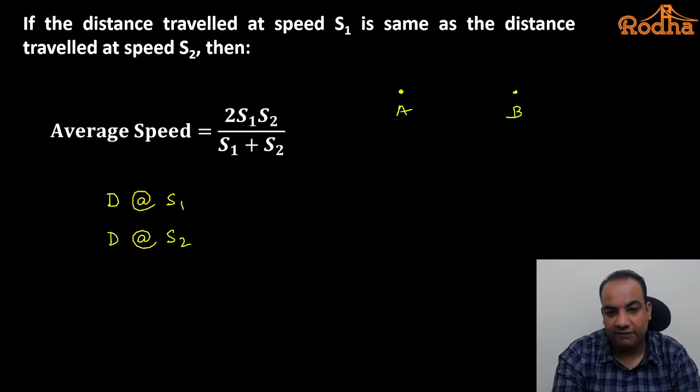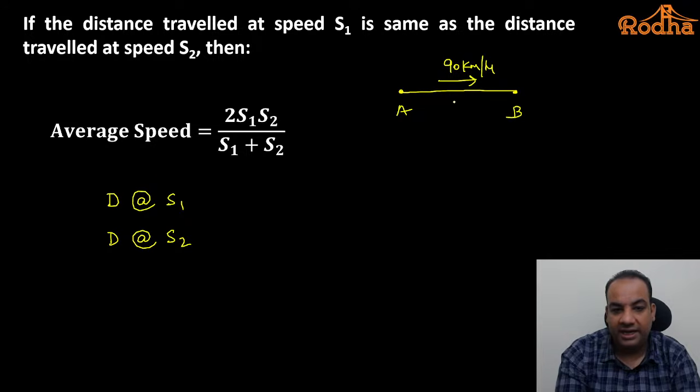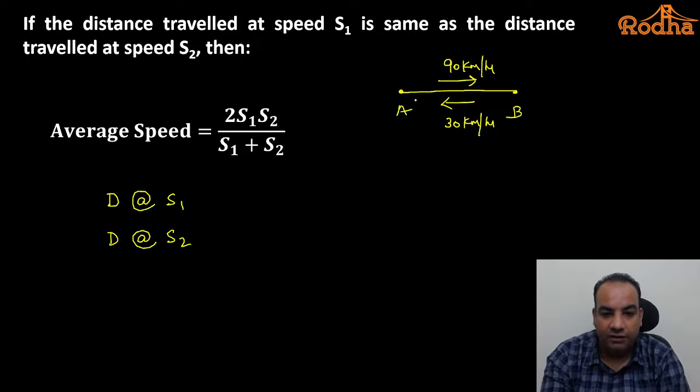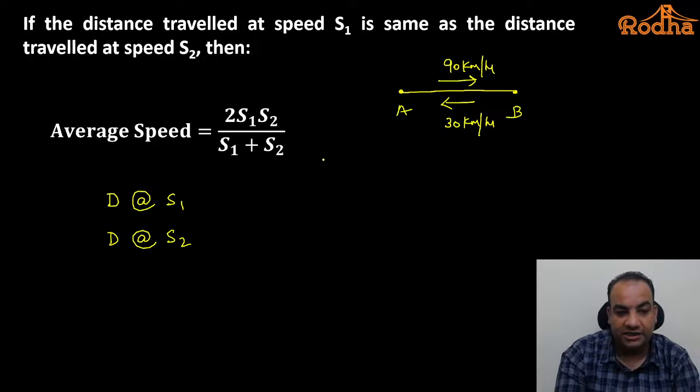A person travels from A to B at a speed of, suppose, 90 km per hour, and from B to A he travels at a speed of 30 km per hour. The distance from A to B is the same as the distance from B to A. Now the question is: find the average speed of the entire journey.